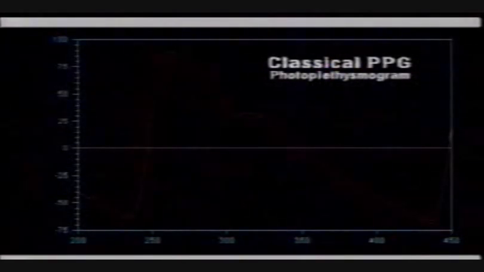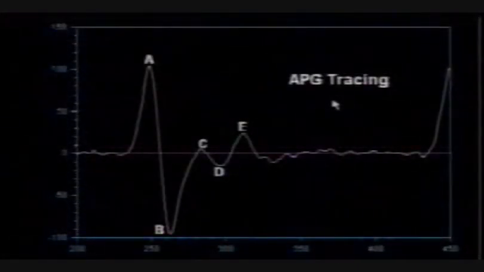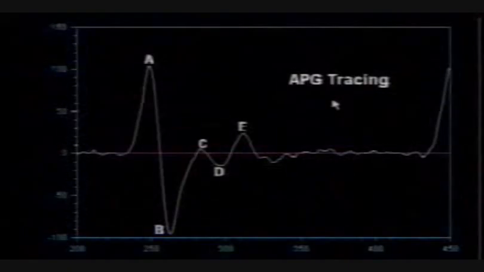This is what the usual photoplethysmographic tracing of the arterial pulse wave looks like. After transformation, this is what an APGram pulse wave looks like. It now contains at least 5 distinct peaks.